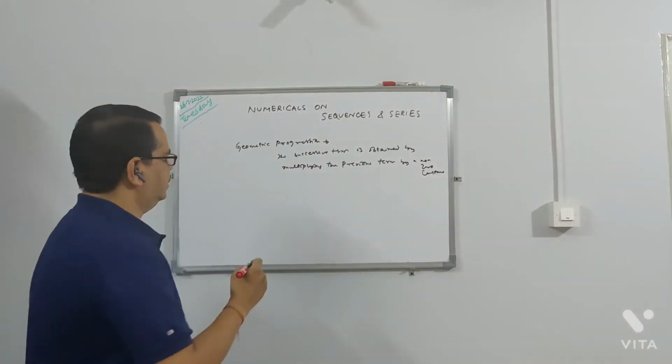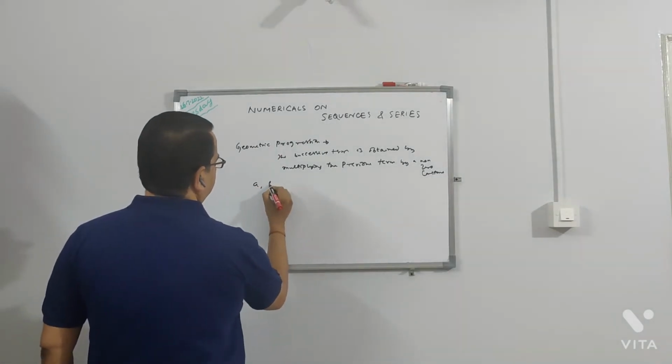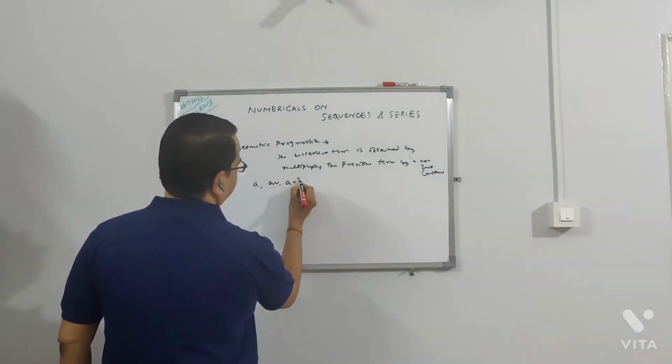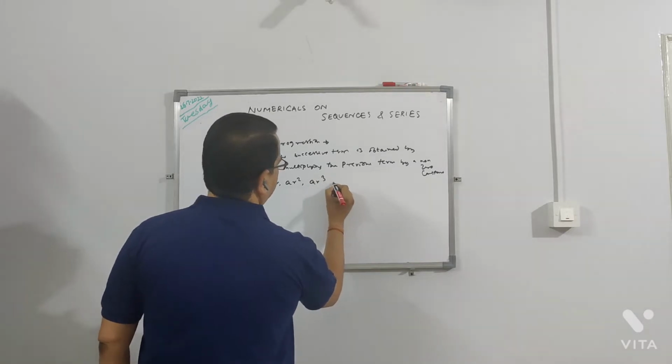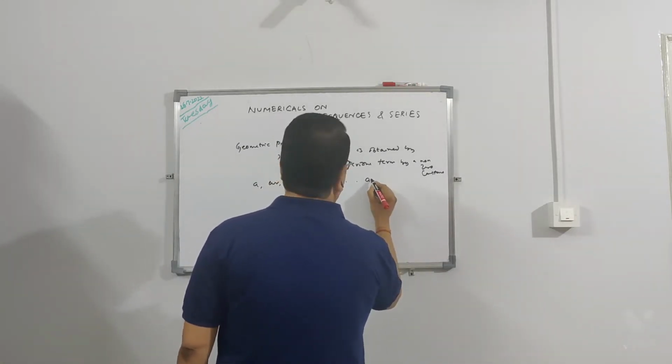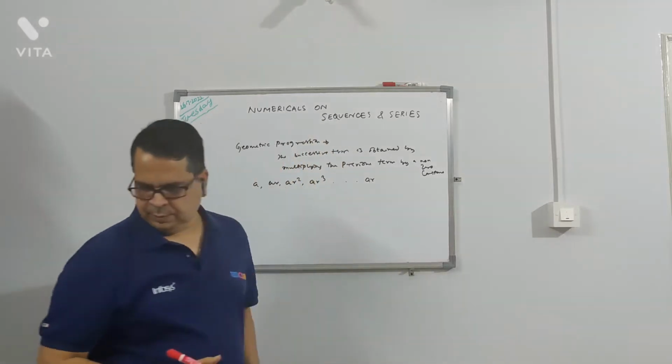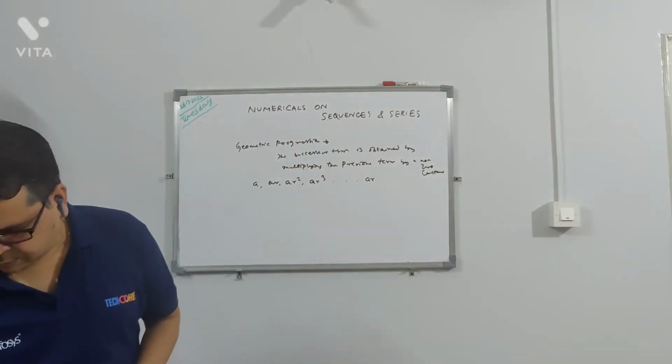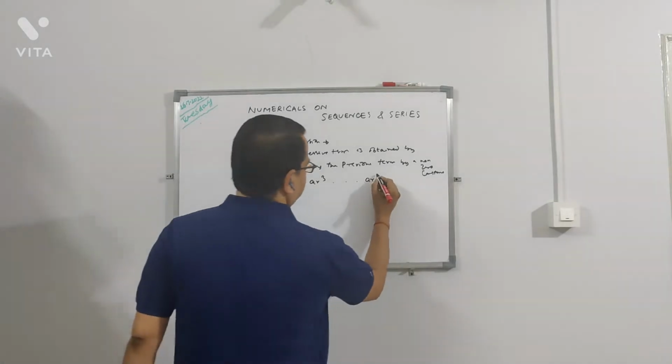Okay. So you have AR squared, AR cubed. Like this you have AR to the power n minus 1. That is the nth term. Okay.